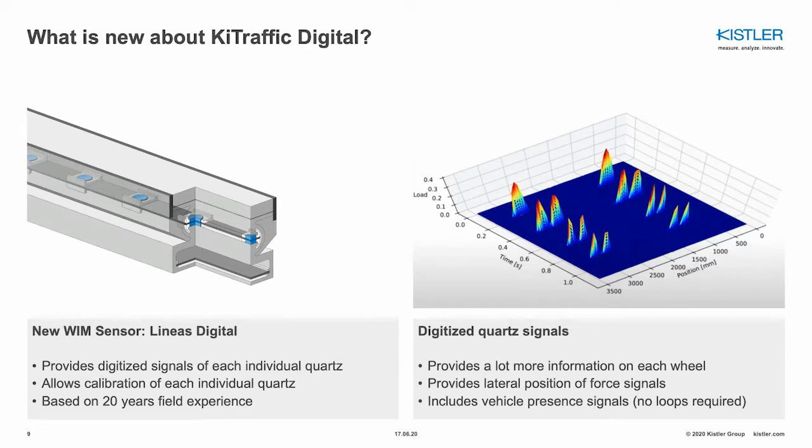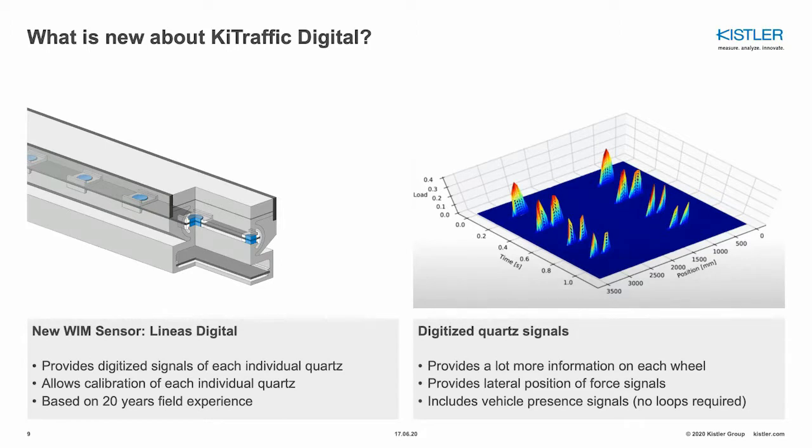It still contains quartz discs like the Linneus sensors you know since many years. But the great new thing about Linneus Digital is that each single quartz disk inside the sensor is digitized and processed separately. And this is the basis for many great things you will learn about in this webinar. For example, it allows to calibrate each single quartz separately and therefore reduces the contribution of the WIM sensor to the overall WIM error, basically to zero. The basic design of the sensor, however, is still based on the 20 years field experience of Kistler engineers.